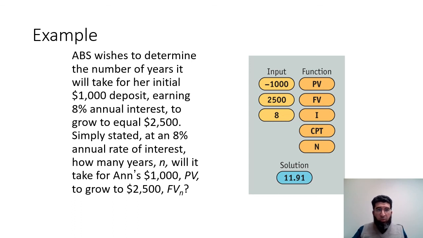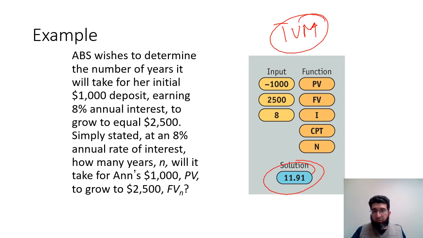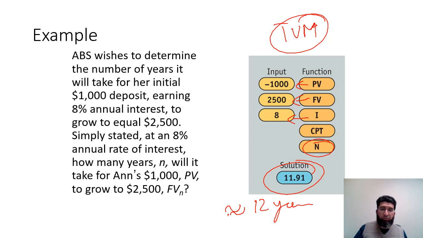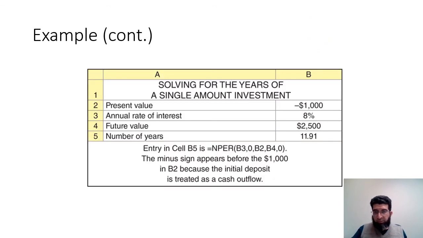The example is also done based on the TVM calculator, and you can see the TVM calculator gives the same amount. If you input present value 1000, future value 2500, I 8, and compute for n, it will be around 12 years. In Excel, it gives the same answer. If you use the NPER function to calculate this, we'll get around 12 years.